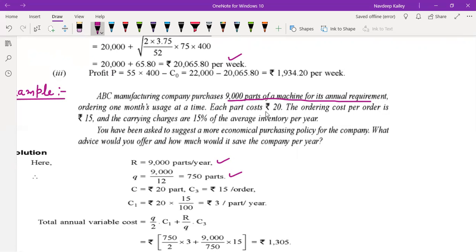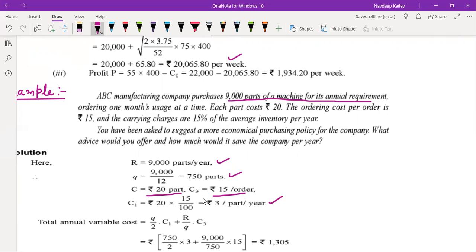Now the cost is rupees 20 per part, the ordering cost per order is rupees 15, and the inventory carrying charges are 15% of the average inventory per year, that is 15% of cost, that is 20 into 15 by 100, that is rupees 3 per part per year.